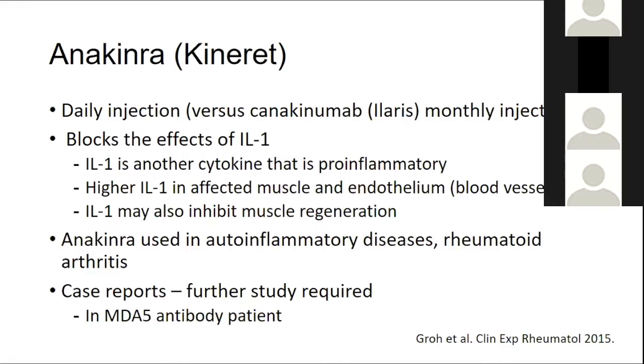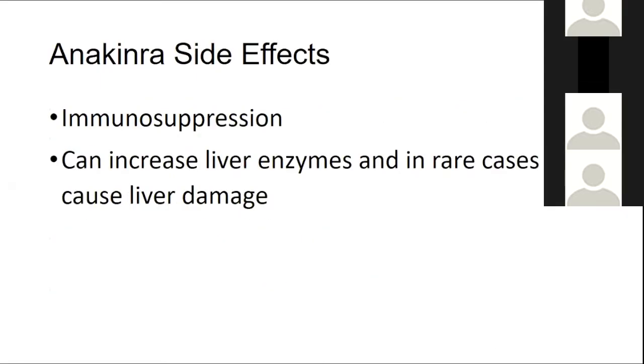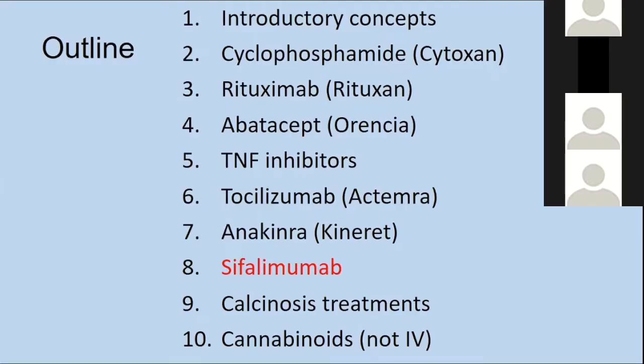There are case reports of using Anakinra in patients with juvenile myositis, including one in a patient who had very inflammatory myositis associated with MDA5 antibodies. Side effects of Anakinra is that it can also increase liver enzymes and cause liver damage, just like we talked about with the Tocilizumab or the IL-6 blocker, and again, immunosuppression.